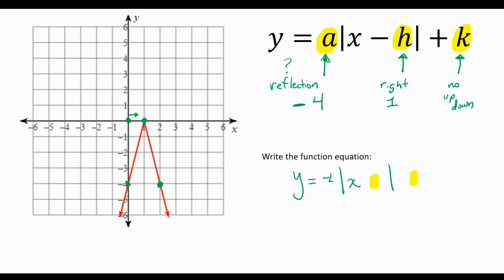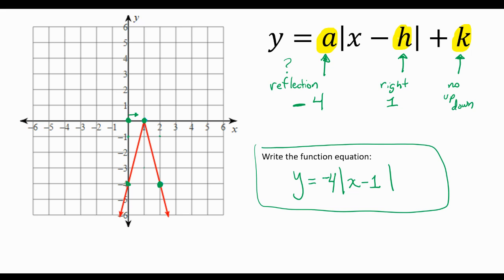Okay, so this will be a -4. There's nothing on the outside, and your h will be right 1, so -1. And there's our final answer. So the -4 reflects it, and it went to the right 1.